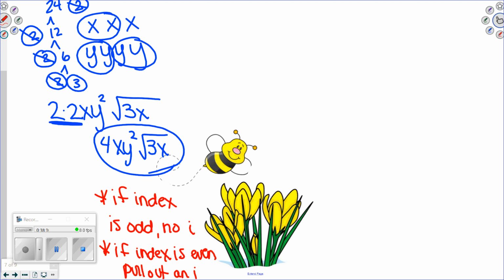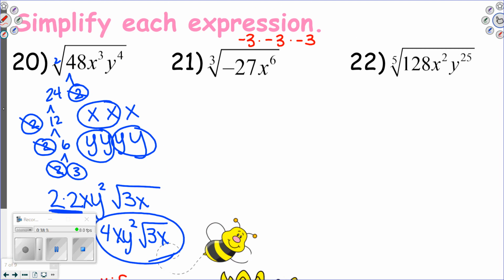Okay, so let's come back to 21. My index is odd, so there's no i. What's the cubed root of negative 27? Negative 3? And then what's the cubed root of x to the 6th? That's x squared. So is there anything left over? No, there's nothing left. If I did a factor tree, I'd have all my 3's accounted for. If I did with my x's, I'd have perfect groups. There's nothing left.